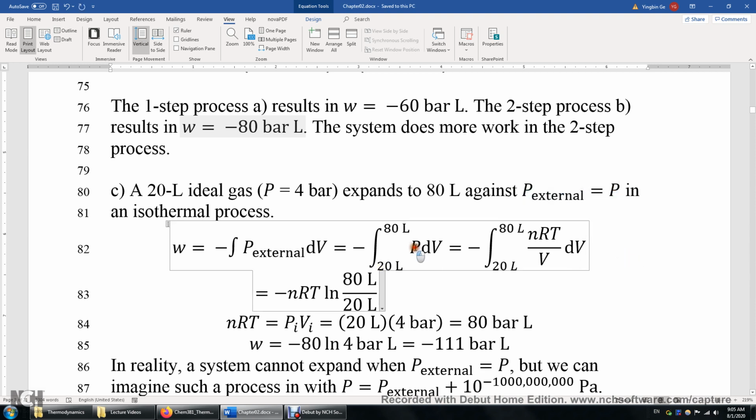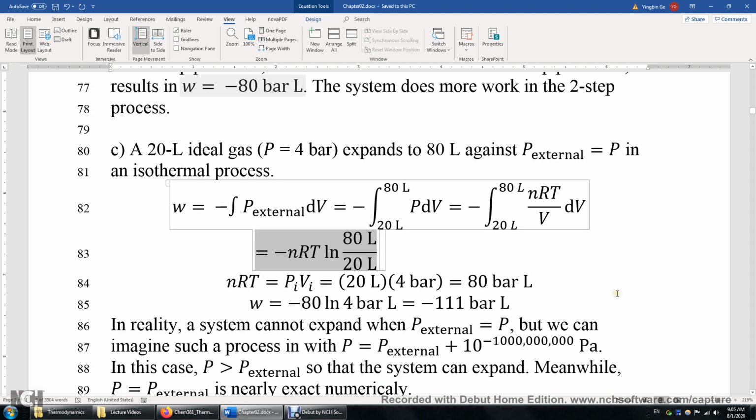And then this is an isothermal process, remember? So PV equals nRT, so pressure is nRT over V. This time, we're not integrating a constant. We are integrating a function of volume. So how do we do that? Remember, the integral of dV over V is ln V, the logarithm of V. So this is the result. And then we plug in the numbers, we'll get the amount of work.